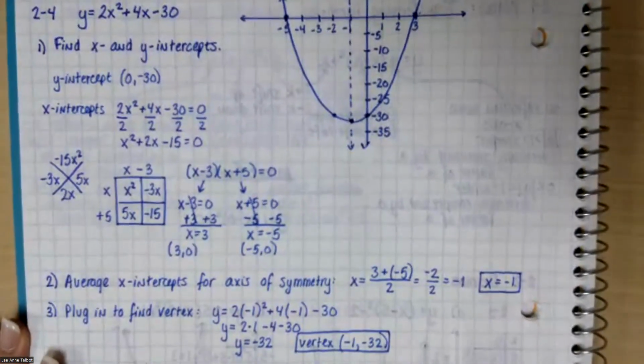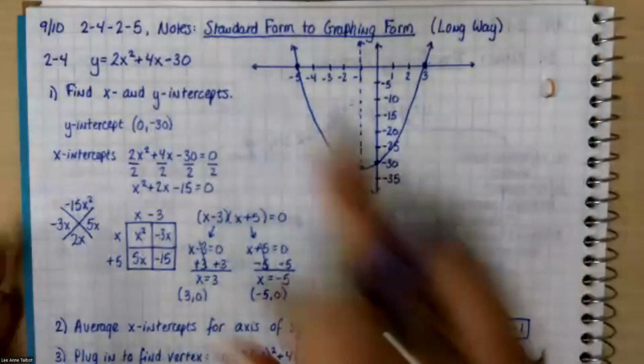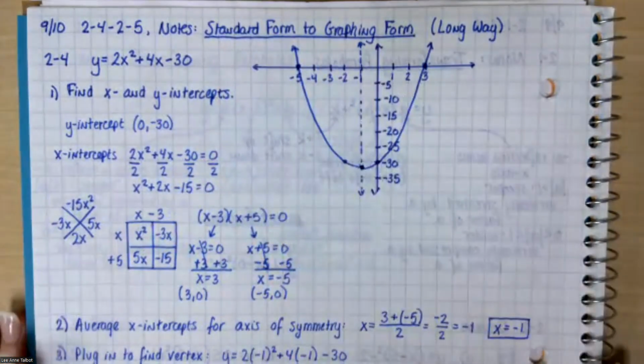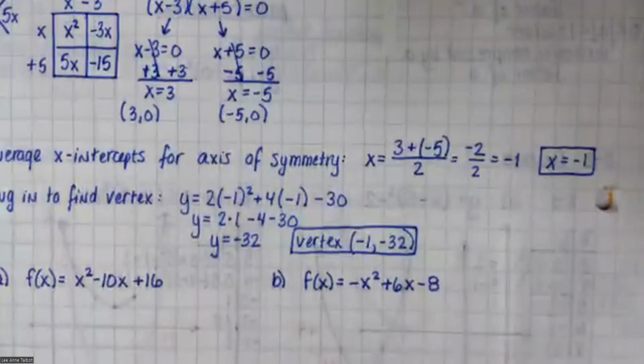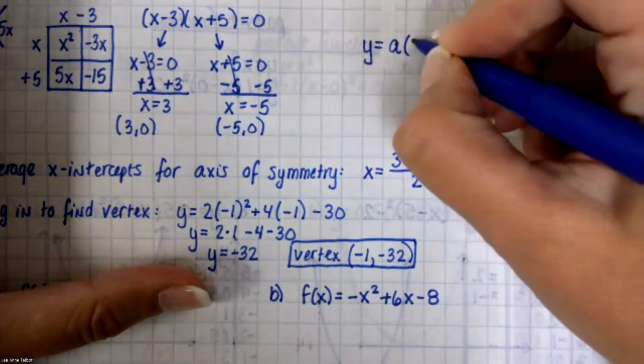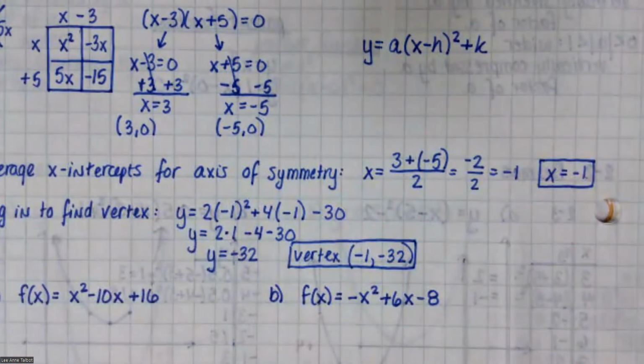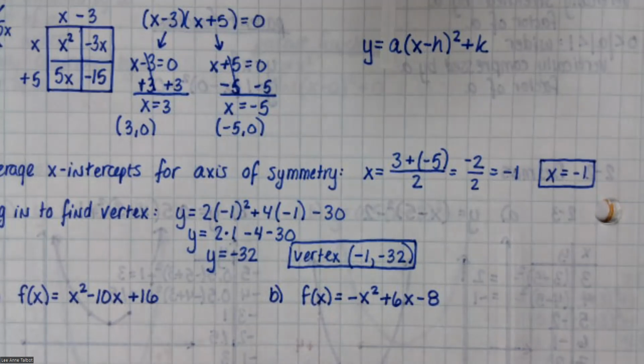We didn't actually answer the question from the problem. Oh, we did a lot of really good stuff. All of the math we did was beautiful. It's wonderfully gorgeous. However, we didn't actually answer the question. The question was going from standard form to graphing form the long way. We have all the info we need though. So let me remind you, graphing form is y equals a(x minus h) squared plus k. All we have to do is take the math that we did and put it into graphing form.